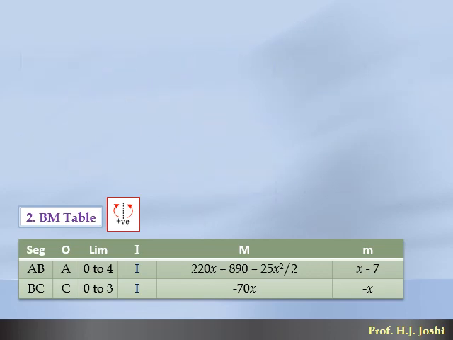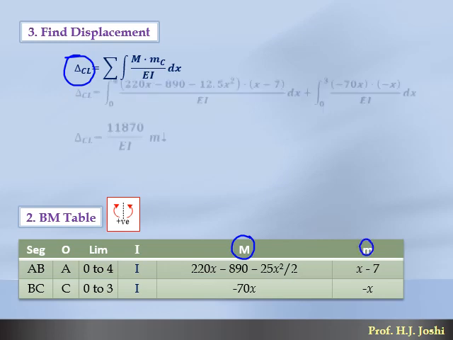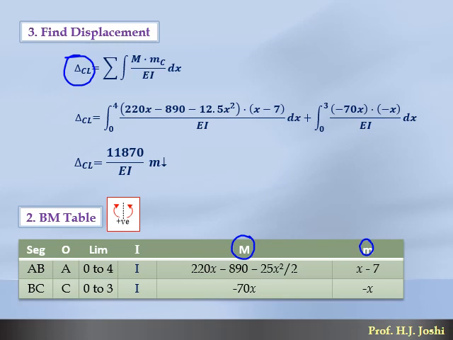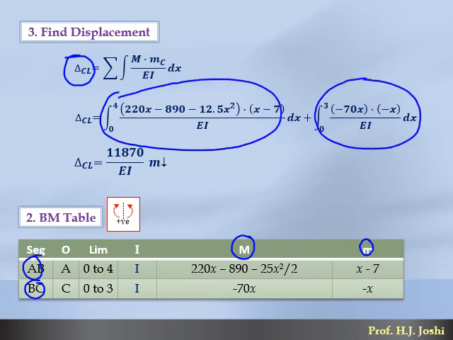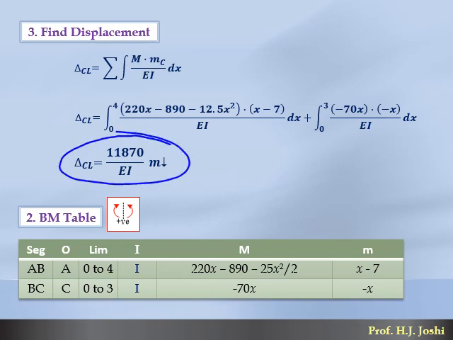When that step is over, we are ready to use the formulas we explained in the unit load method. What is our target? To find the vertical displacement at C due to external loads. The formula is integral of M into m dx, where M are these values and m are these values. Putting the values in the equation, delta CL equals two integrals, because we have two segments, segment AB and segment BC. In segment AB, the first bracket is the M bracket and the second bracket is the small m bracket. Likewise for the second segment BC, the first bracket is the M bracket and the second is the small m bracket. So putting the values and solving the integrals, we get the answer delta CL equal to 11870 upon EI meters.